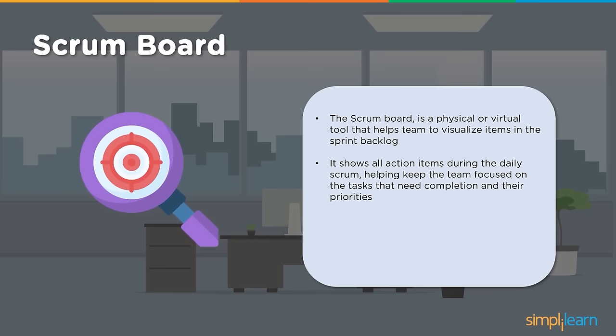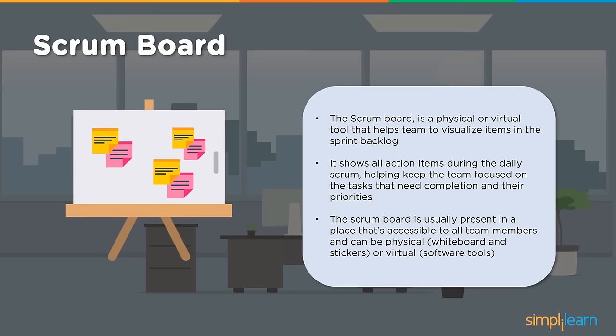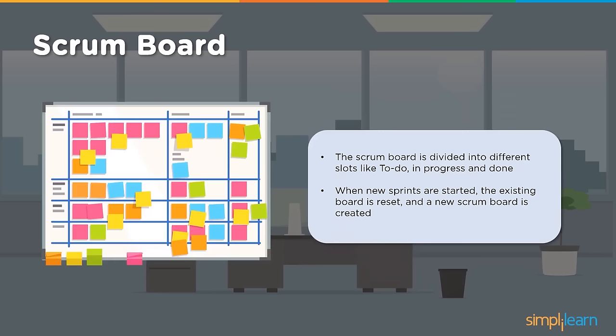The Scrum Board is usually placed somewhere accessible to all team members. It is a visual board, right? It can be physical, with a whiteboard and stickers, or virtual, using software tools displayed on the screen. The Scrum Board is divided into different slots like To Do, In Progress, and Done. When a new sprint is started, the existing board is reset and a new Scrum Board is created.